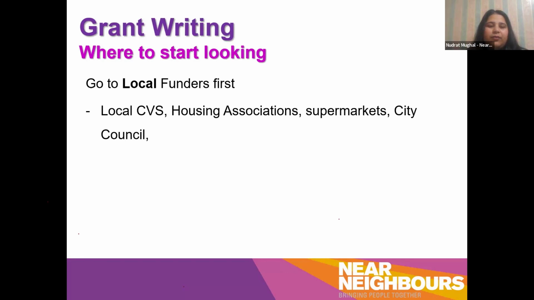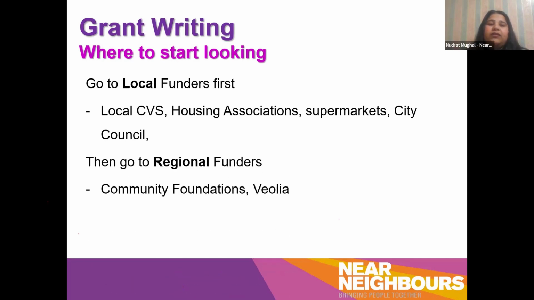The second would be going to your regional funders, which would be different community foundations, which you can Google just to find out whether there are any in your local or regional areas. And Veolia, so they only give grants towards projects that improve the community facilities and the natural environment.